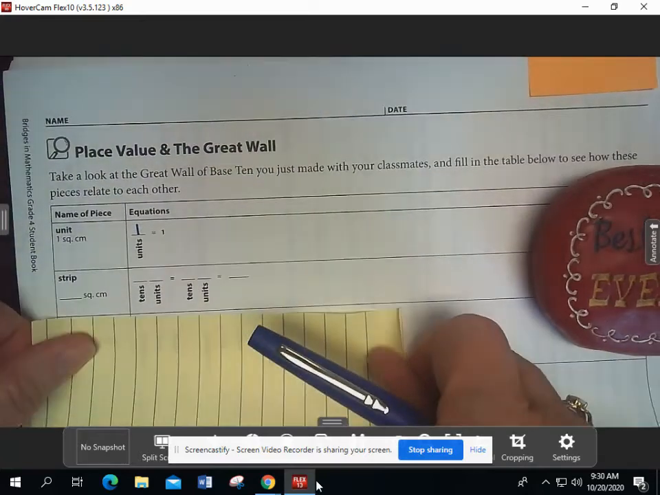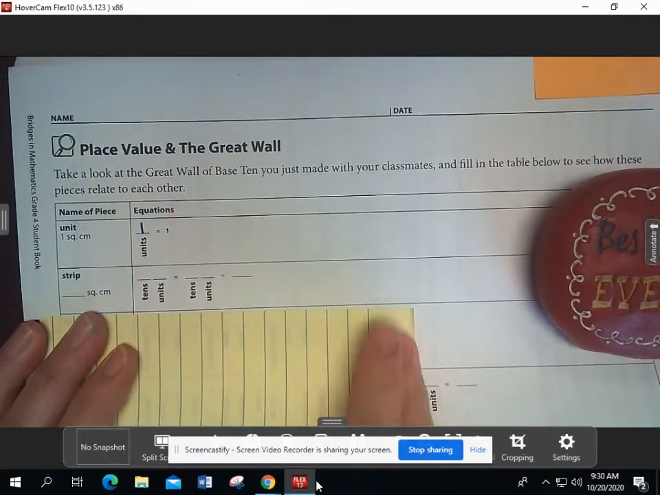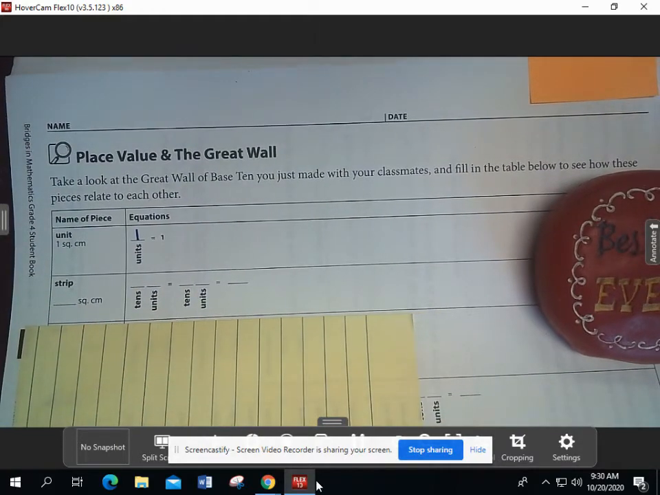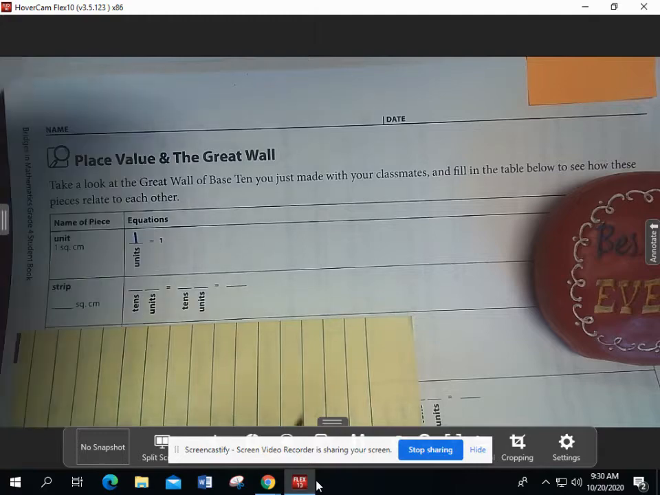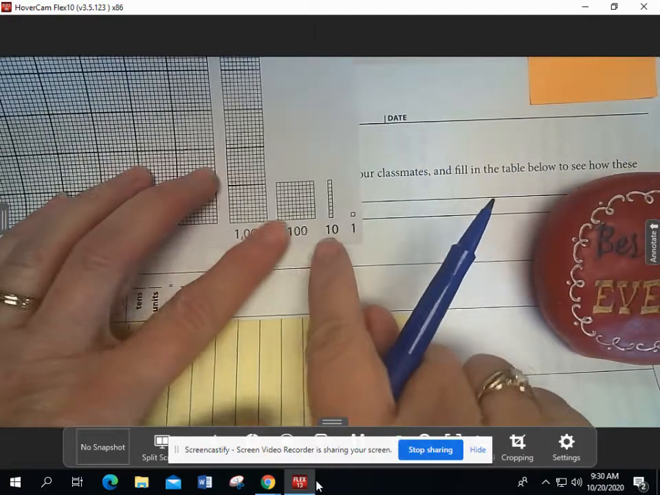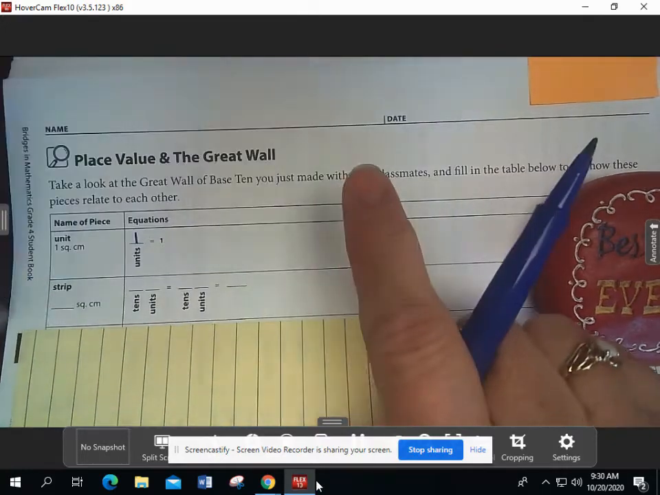Okay, so it helps us see where we are. I'm just covering other things up to help everybody stay focused. Okay, well, that one was easy. Now we're going to look at this next one, the 10. Remember, we looked at it quite a bit yesterday.